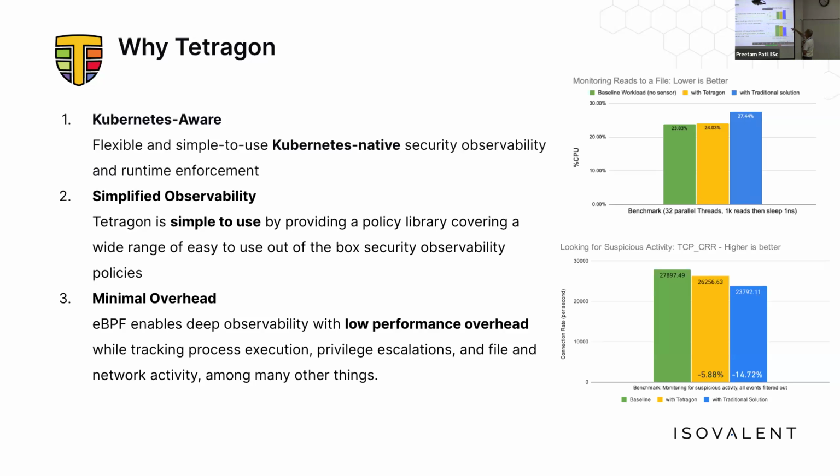So if you look at the comparison, in looking for suspicious items, in this case it found out that it monitored and saw that the TCP CRR is way too high when Tetragon inspected those particular containers. I'll show that in my demo as well, how we can look at that particular scenario.